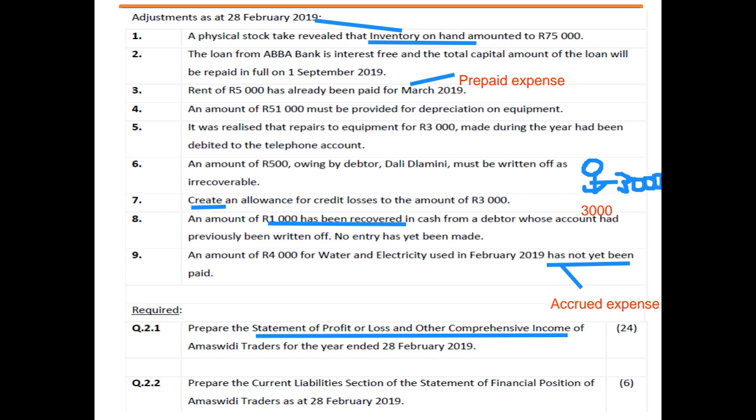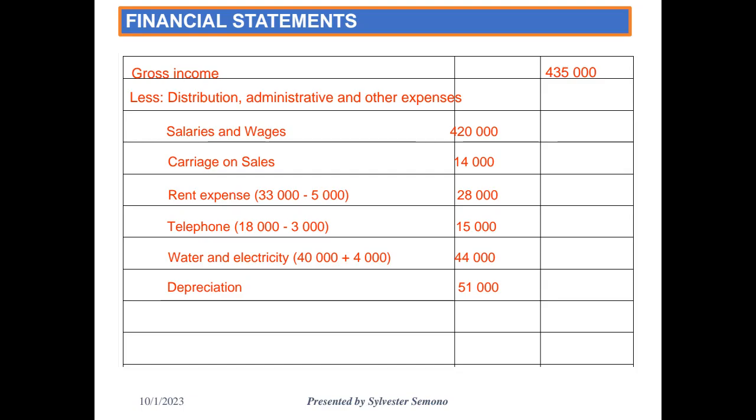Because there's a difference between repairs to equipment and equipment. We are repairing here, we're not buying equipment. You can just write repairs, or you can just write repairs to equipment. Doesn't matter. Let me write it. I'm just going to write repairs. And how much is that repair? It's 3,000, eh? Yes.